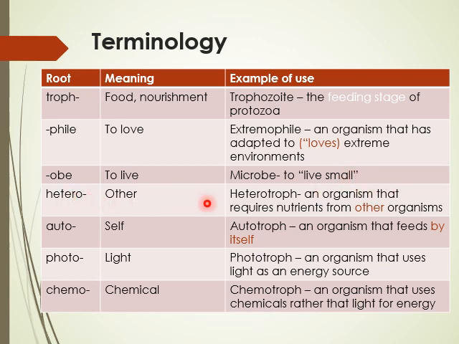Hetero means others, a mixture. It's not homo. That means an organism that requires elements from other organisms. All right. Auto means self, so an autotroph is an organism that feeds by itself. Photo means light, so a phototroph is an organism that uses light as the energy. Chemo means chemical, so a chemotroph uses chemicals rather than light for the energy.